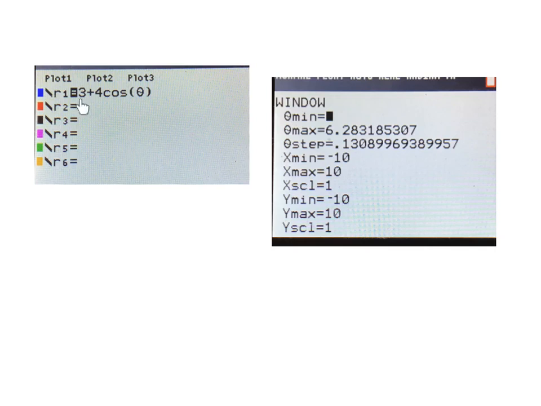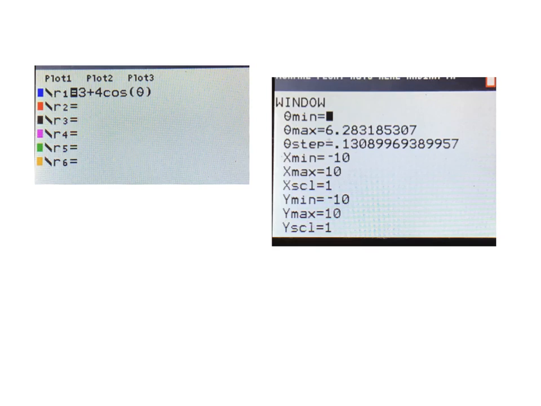It'll be like, what's 3 plus 4 cosine of 0? What's 3 plus 4 cosine of 1? What's 3 plus 4 cosine of 2? It will put those spots in the graph and then draw a straight line to those points. So you'll get a graph, but it will look very jerky. It will have points in it instead of looking nice and rounded like a polar graph should.